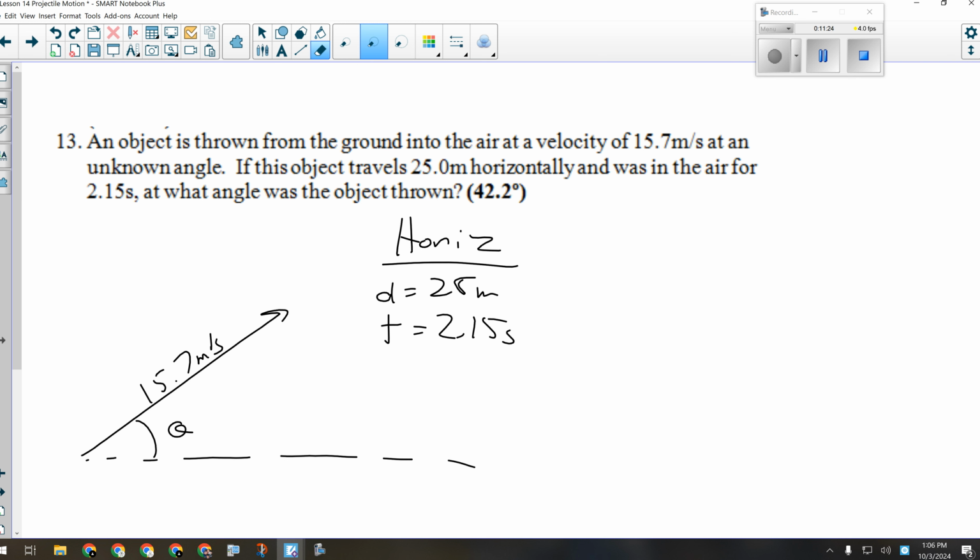What can I find with that? The velocity horizontal. Right, I can find the velocity horizontal, which is always this side of that projected triangle. So I'm going to solve for v horizontal by just going d over t, 25 divided by 2.15.